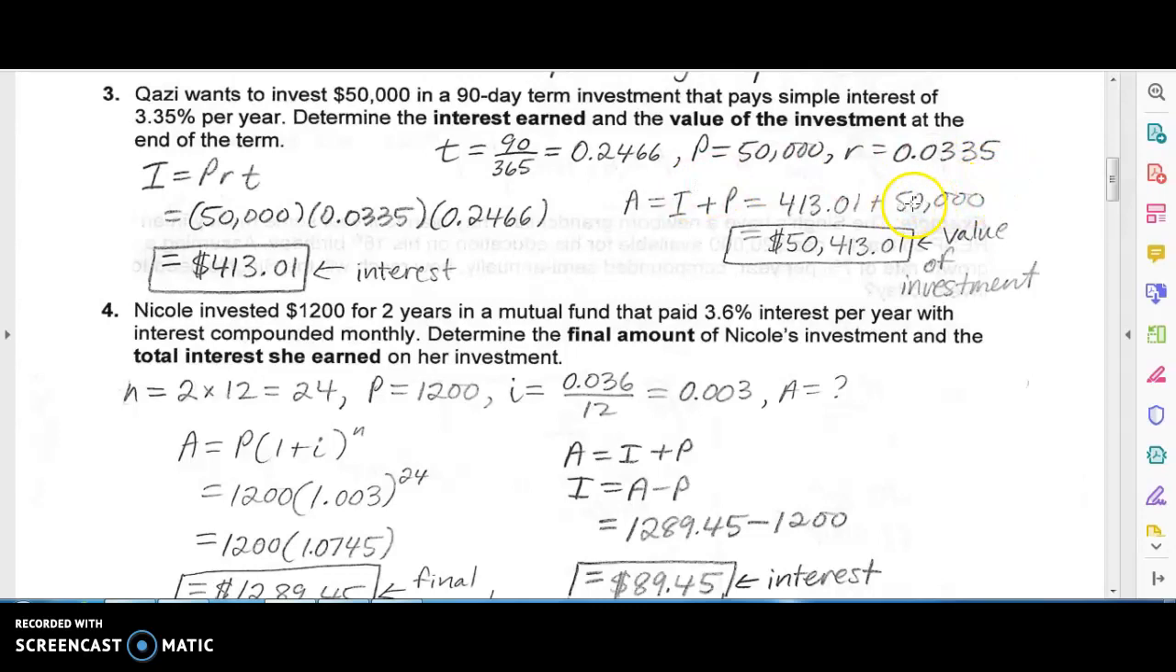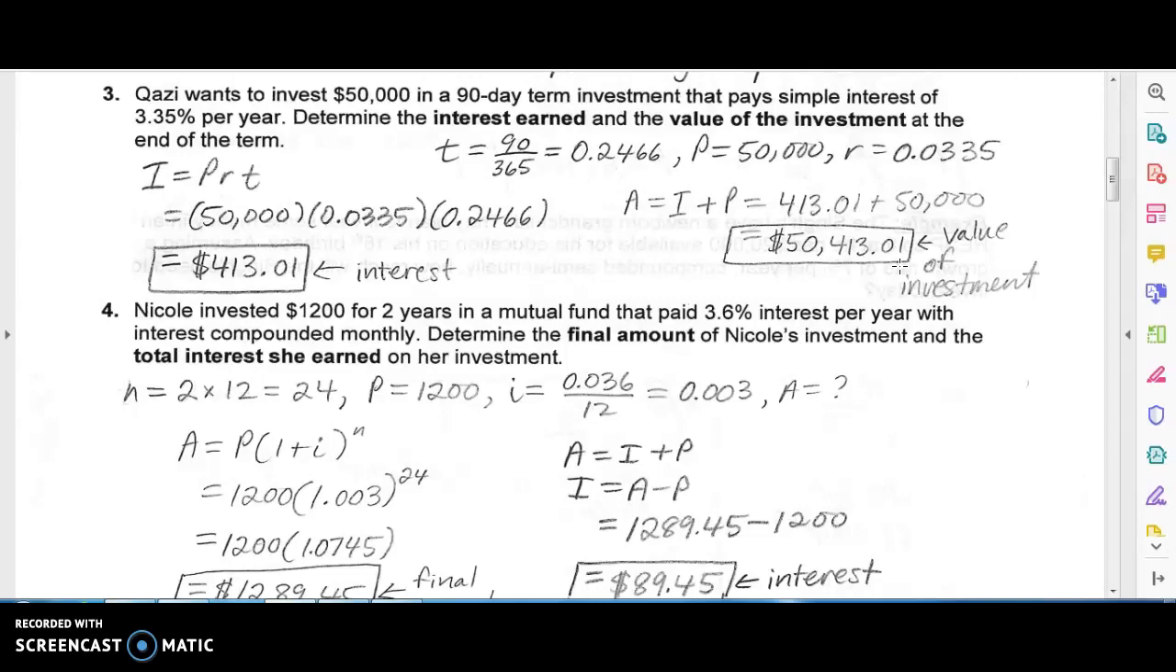Well, he had $50,000 to start with, and then he earned $413.01 in interest. So basically add those two together, and it tells us the total value of his investment is then $50,413.01. Okay, so there's an example of simple interest.